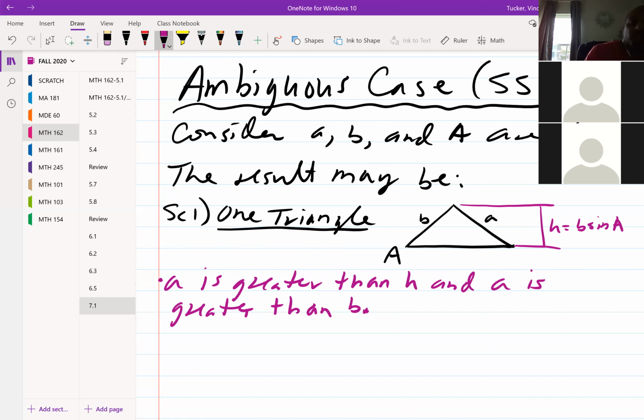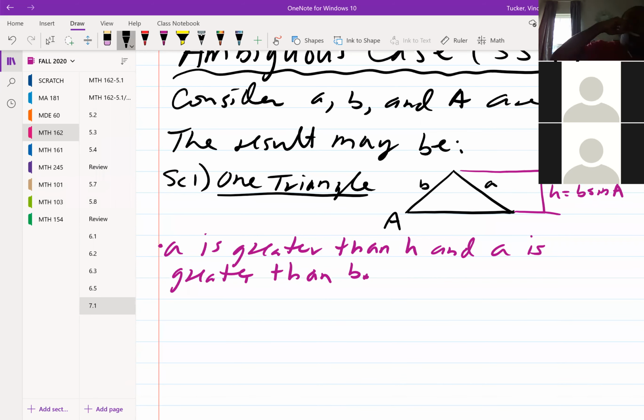That occurs when side a is greater than h, that's the height of your triangle, and a is greater than b. Whenever that occurs, you're only going to get one triangle.